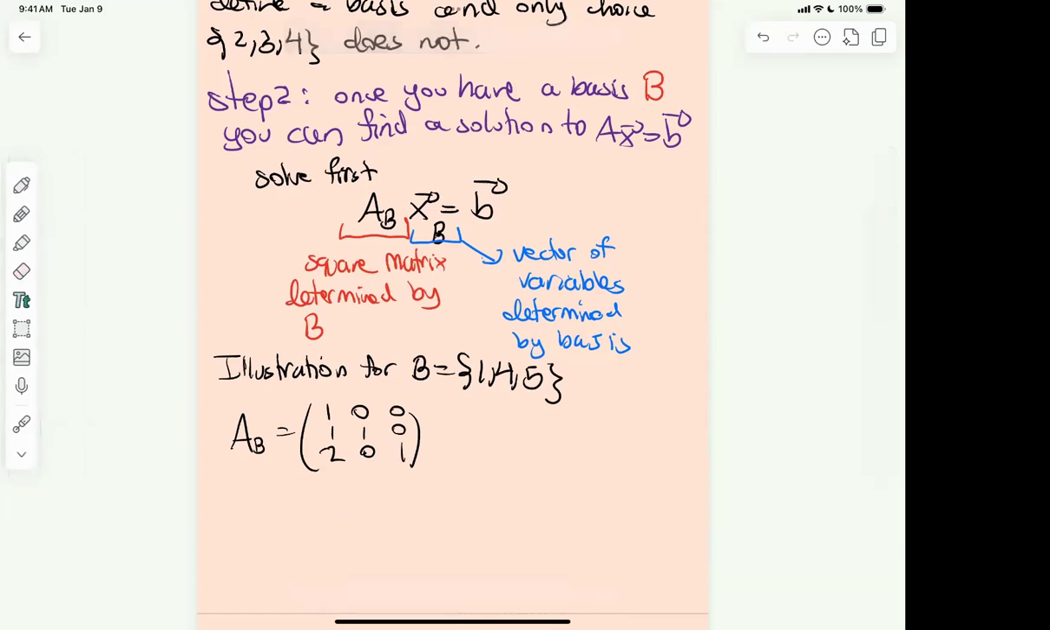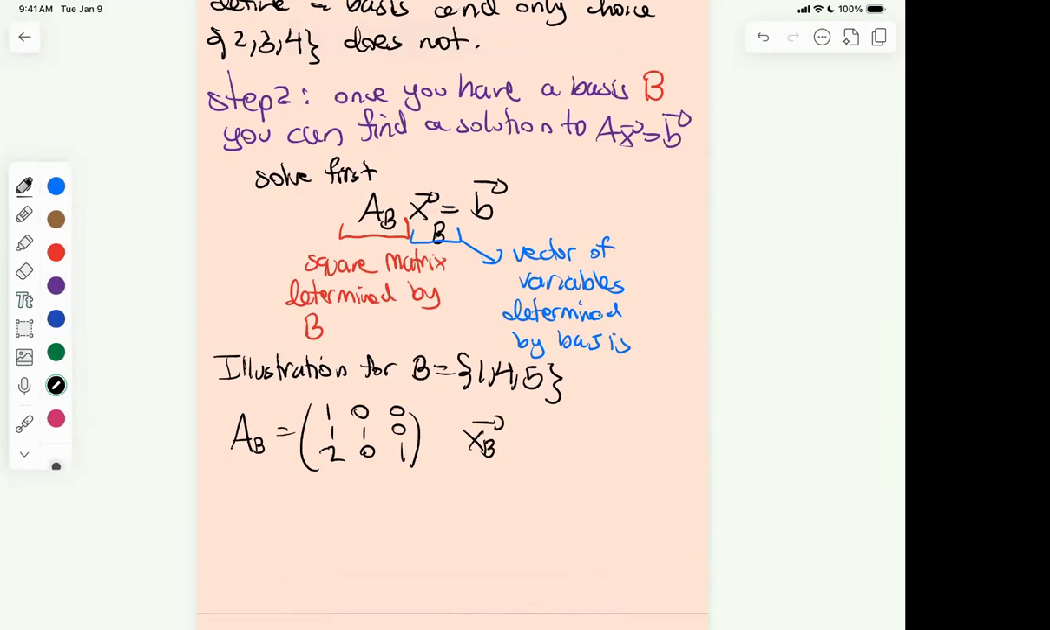And what is x sub b? That's also important to understand. These are the variables that are selected by the basis. What are the variables selected by the basis? 1, 4, and 5.